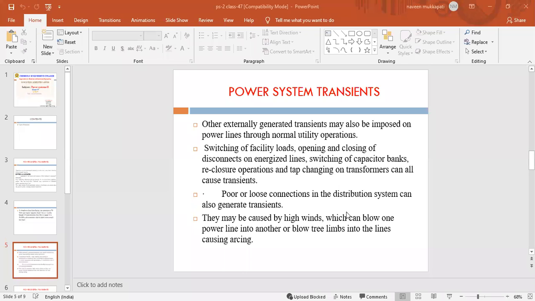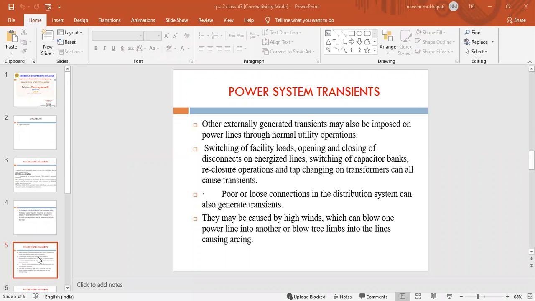These may be caused by high winds which can blow the power line into tree limbs. These are some of the external causes that are obtained in power systems during transients. The external causes are produced due to lightning strokes. Lightning strokes are obtained when a large amount of energy is discharged between cloud and cloud and also cloud and ground.